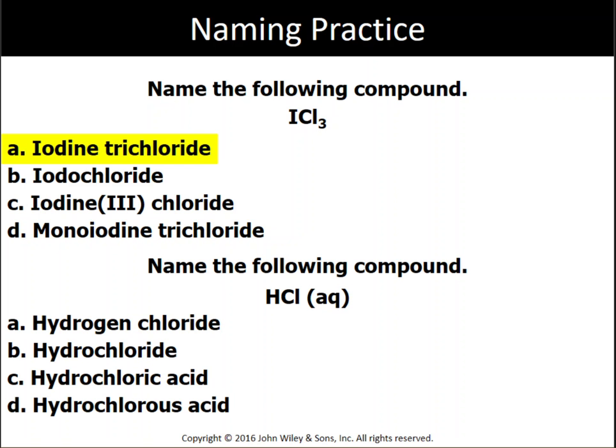For a solution of HCl, it's a binary compound, hydrogen and a nonmetal, and it is in an aqueous form. Water is there, so it's considered an acid. So you call this hydrochloric acid.